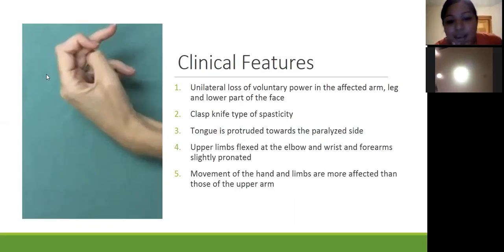Okay? The upper limbs are flexed at the elbows and wrist, and the forearms slightly pronated. So just like you have the presentation of the hand here and the spasticity here, you also tend to find the upper limbs moving inwards towards the center of the body, and they tend to be flexed upwards, okay? And you also tend to find a similar presentation with the legs. The legs and the feet are pointed inwards, and the heels tend to be pointed outwards. So the toes inwards and the heels outwards.